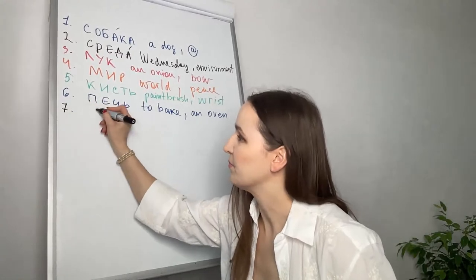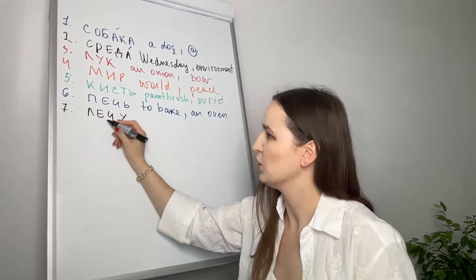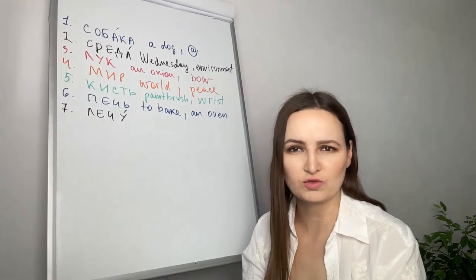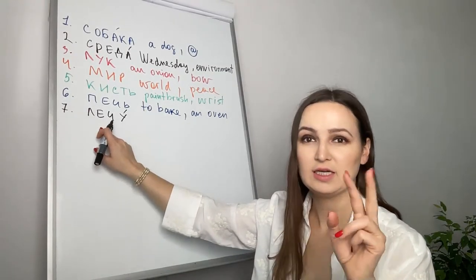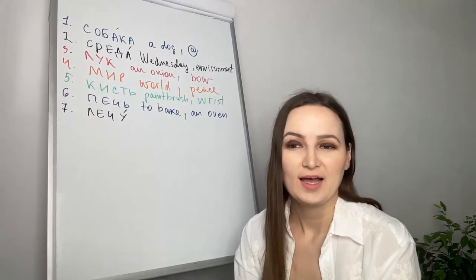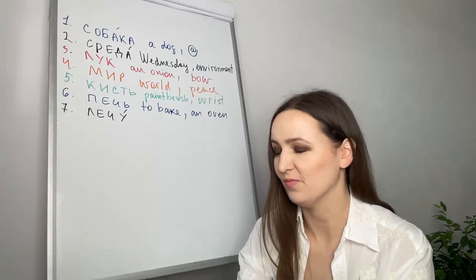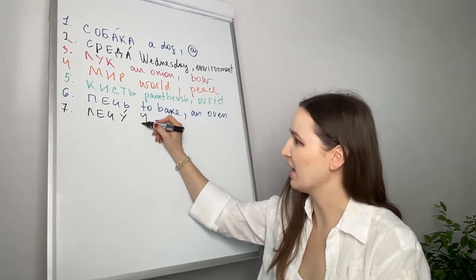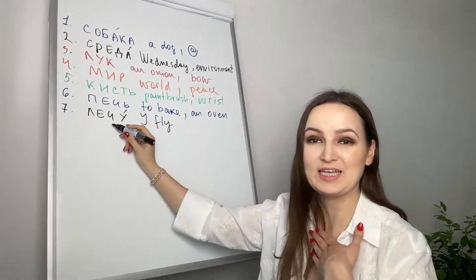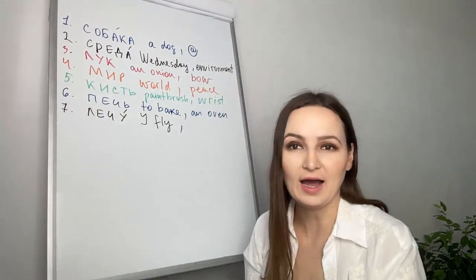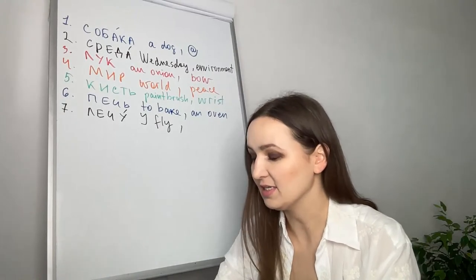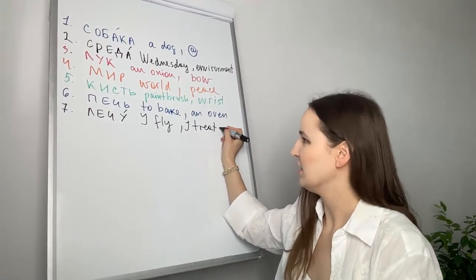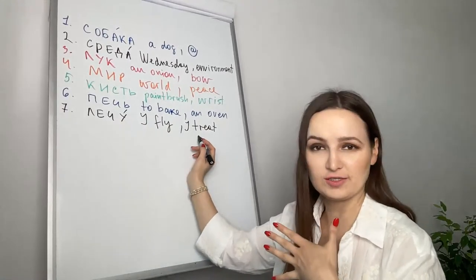Лечу. Number 7. Лечу. Two different verbs in the first person conjugation. I do this. It has two meanings. So, лечу. I fly. Я лечу. I fly. And what else? I fly and I treat. If I'm a doctor, I treat. Я лечу. I fly, I treat.